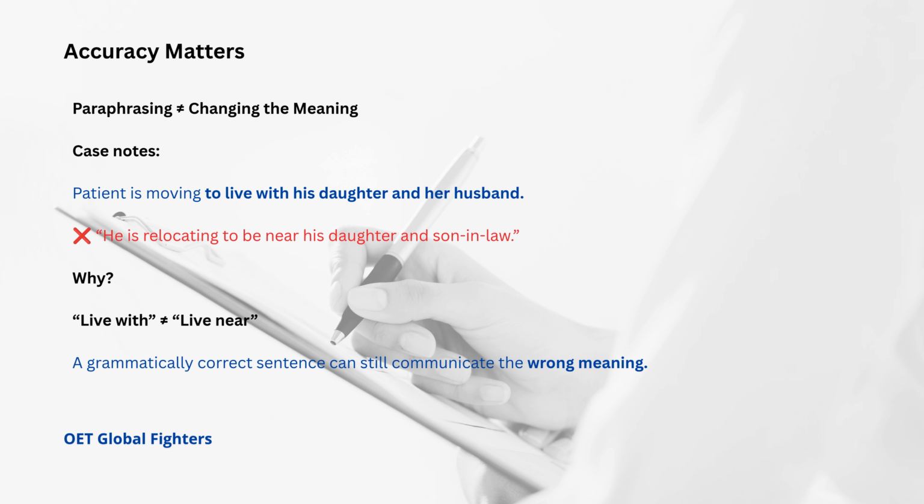Now, the sentence sounds perfectly grammatical, but there is a problem. Living with his daughter and living near his daughter are not the same thing. One means they're living together. The other means they're simply living nearby. That's a completely different situation. So don't think my grammar is correct, therefore my sentence is correct. No, your grammar can be perfect, and your meaning can still be wrong. That's why you need to check the meaning.